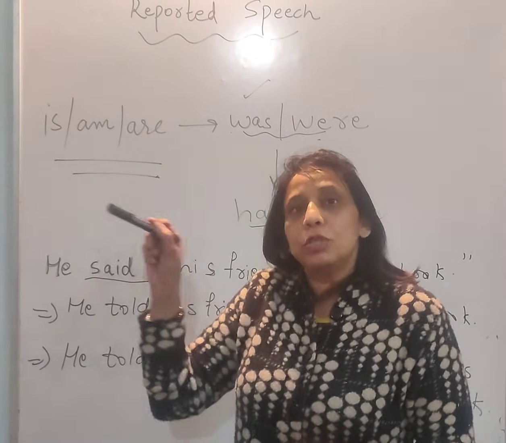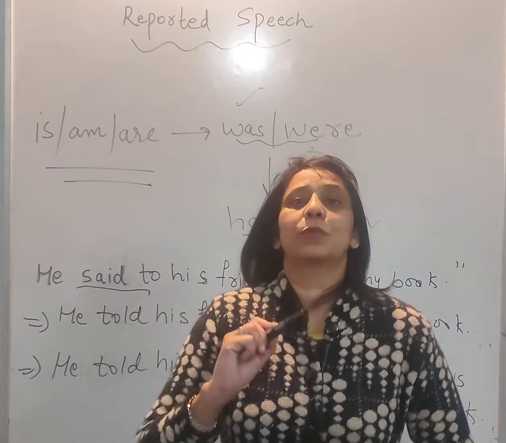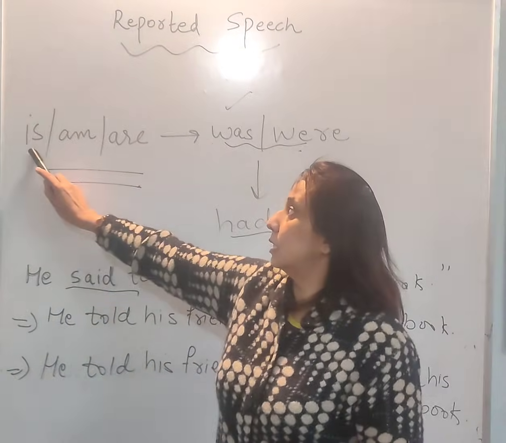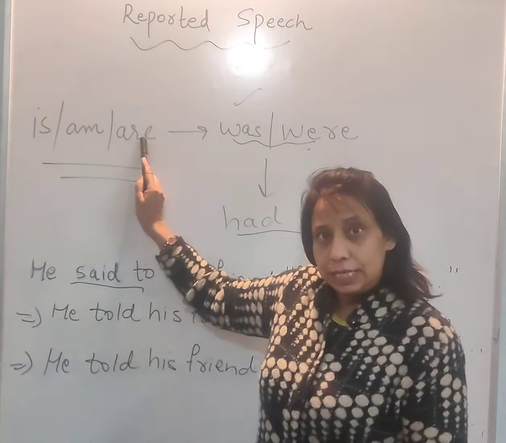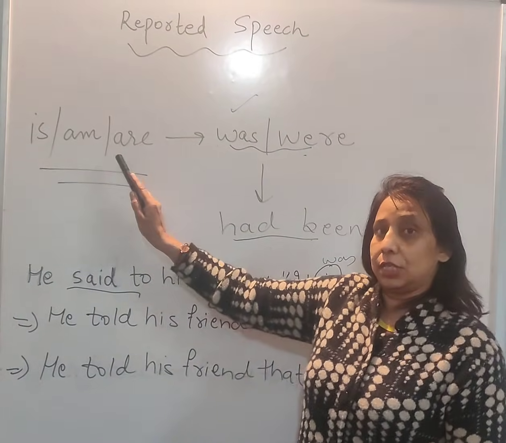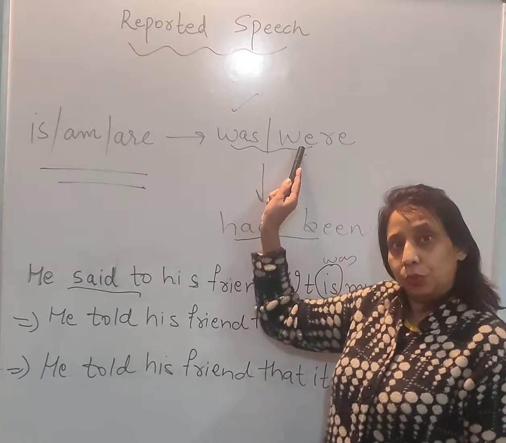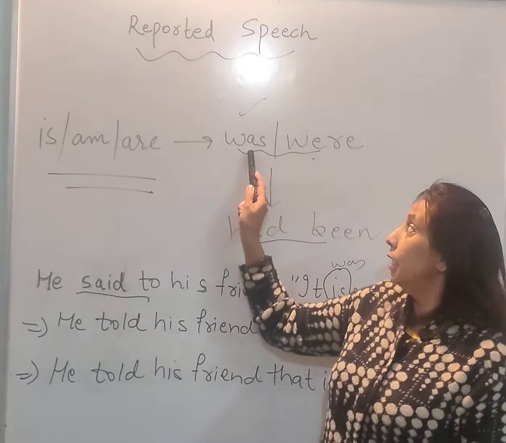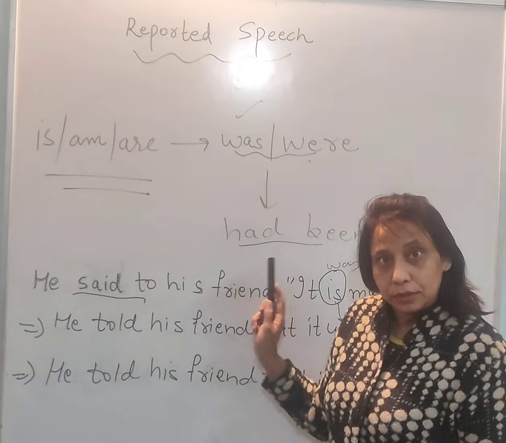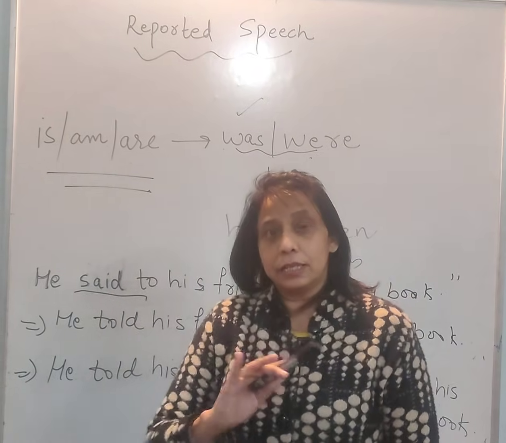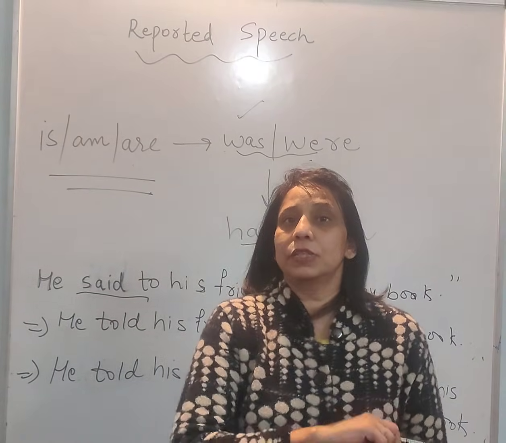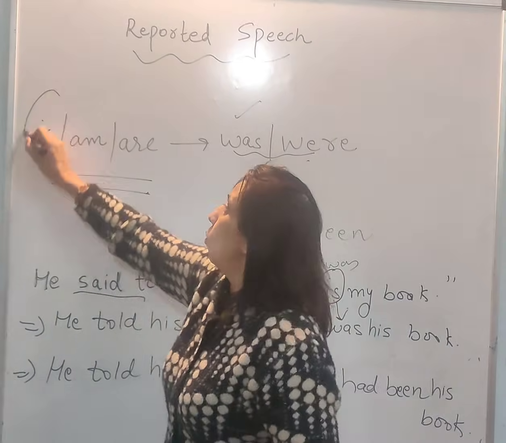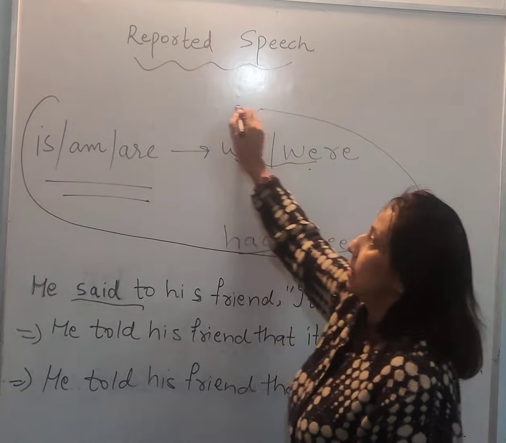So I have put it into steps with an arrow. I have explained you this rule. First rule, if there is is or am or are in a sentence, it changes into was or were, and if was or were is in a sentence, it changes into had been. First rule, I have told you. Instead of saying simple present changes into past, past changes into past perfect, I have put it into one basic step.